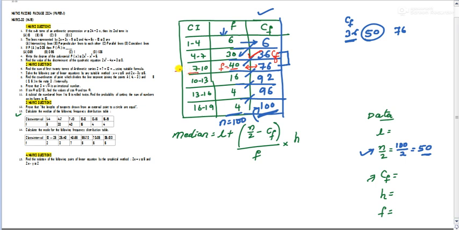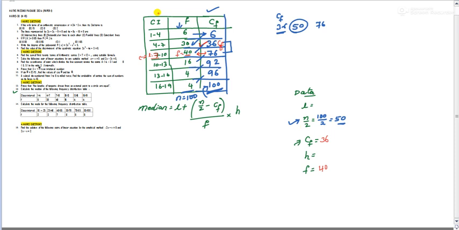The next column is the median class, and the smallest value over here, that is the small l. So it means we got CF as 36, F as 40, and what is the H value? Sorry, L value is 7, and H is the class size. You can see what is the size in each. It is 3, so 3 will come over here. Are you guys getting it?